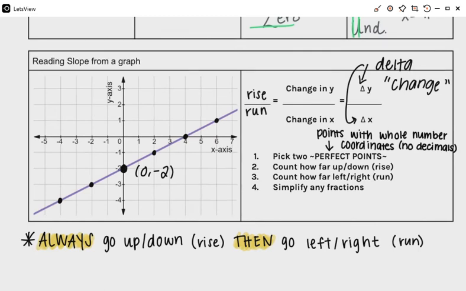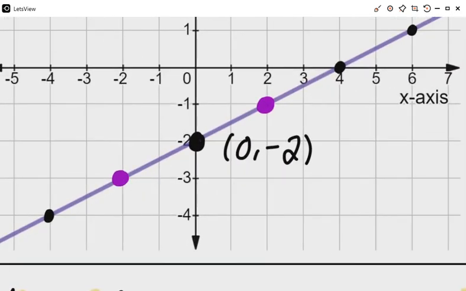Now, we're going to count our rise over run. I'll use this one and this one because why not? You can only move up and down and left to right. You can't travel along the diagonal. You have to go straight up and down, straight left and right, kind of like chess.